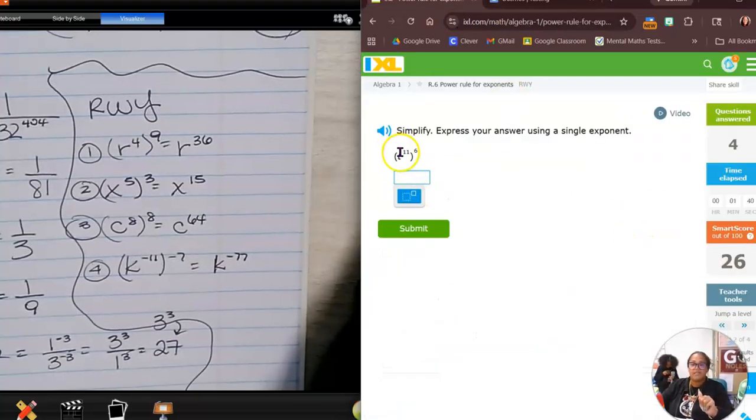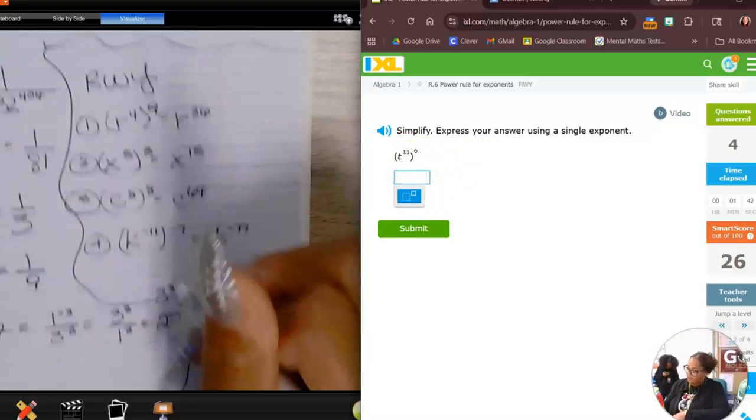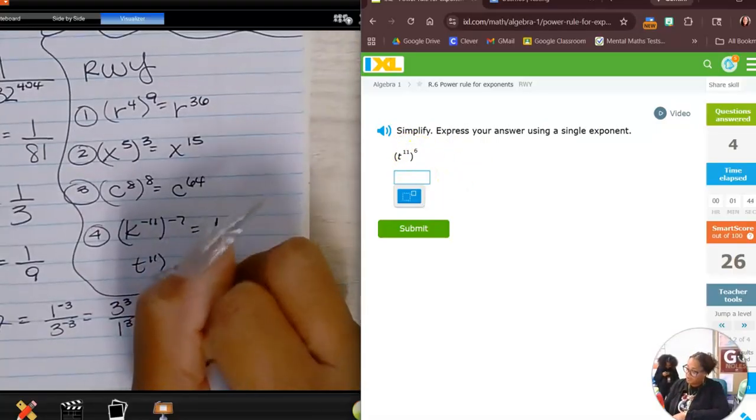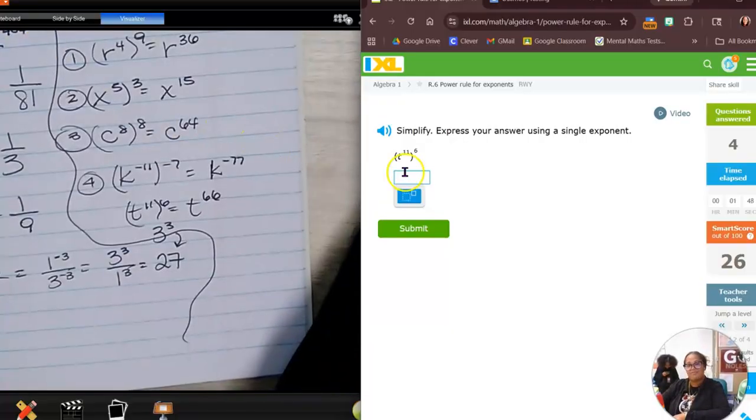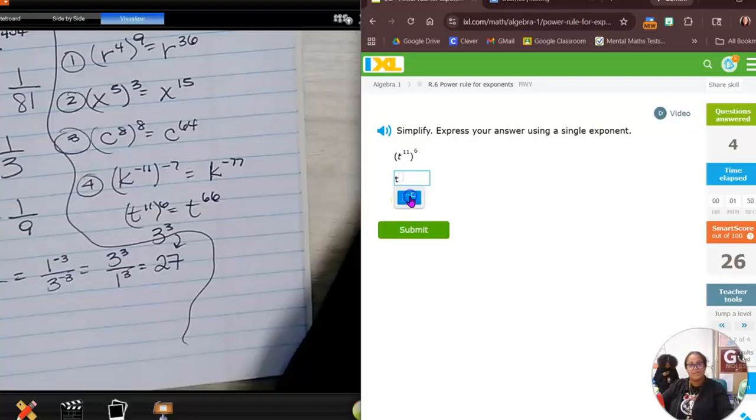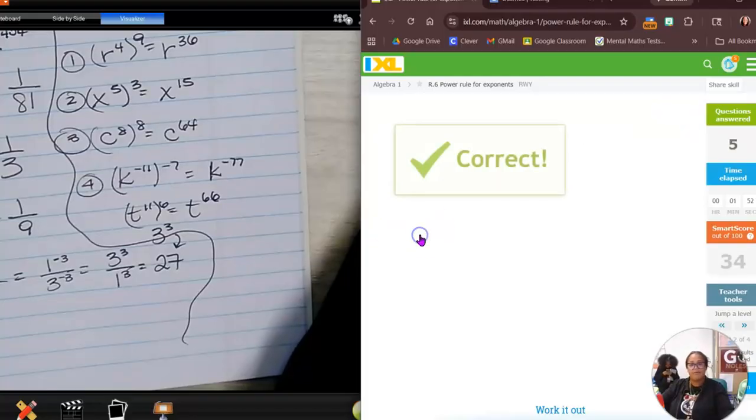Next. T to the 11th to the 6th power. I shouldn't have jumped up a level. This is T to the 66th, and I need to check my signs, which is positive. T to the 66th power.